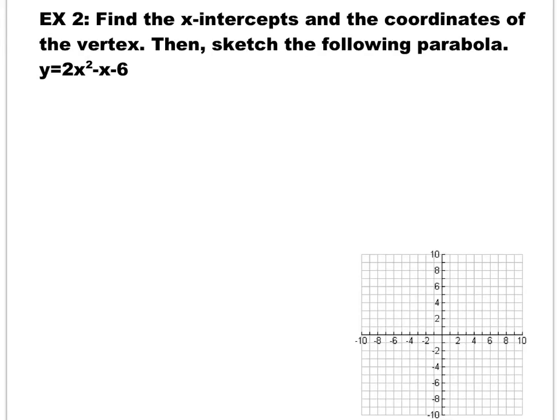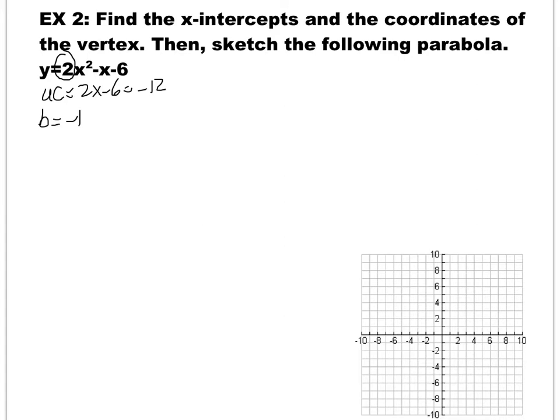The second example is exactly like the first one, but this time the leading coefficient is 2, so I can't use the sum and product method. So I'm going to use AC, which is 2 times negative 6, which is negative 12, and b is negative 1. Find two numbers that add up to negative 1, and the product is negative 12.